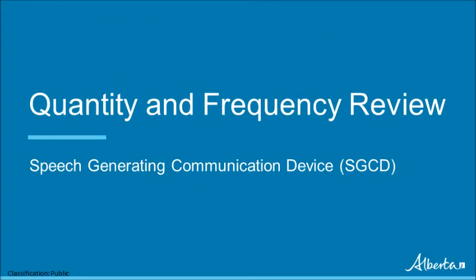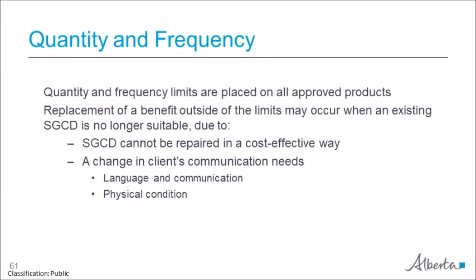In this section, we will discuss the quantity and frequency review process. Quantity and frequency limits are placed on all SGCD products. The frequency with which items will be replaced are identified in the approved product list. We will review frequency requirements in the next few slides.